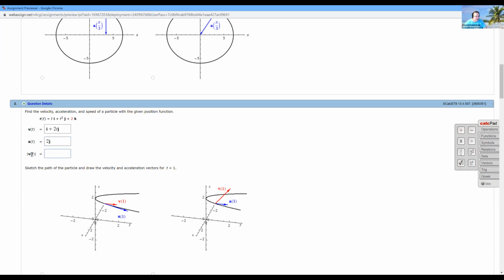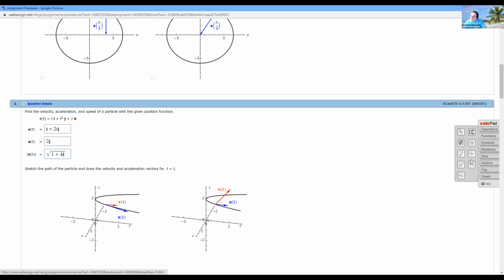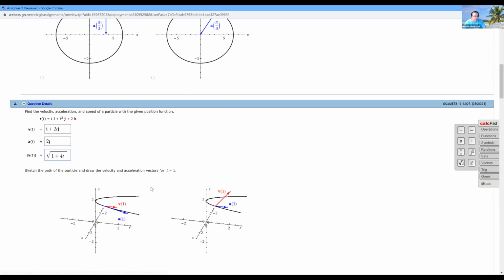And the magnitude of the velocity vector, which is the speed, will get you the square root of 1 squared, which is 1, plus 2t squared, which is what, 4t squared? So 4t squared, and then I should be able to go up to here and hit that one, and that way I can put my square root in. We cool?